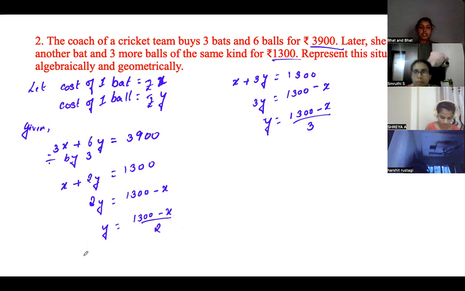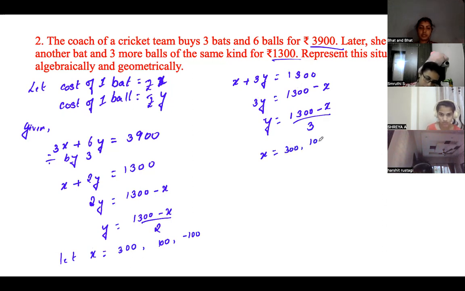Now here, let x be equal to, first we take 300, then we take 100, then we take minus 100. And here also, let x be equal to 300, 100, minus 100, the same values.